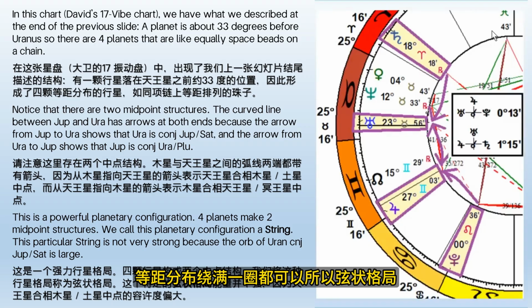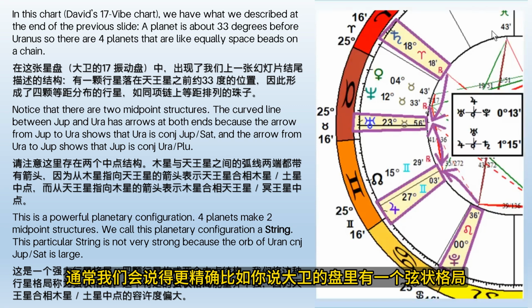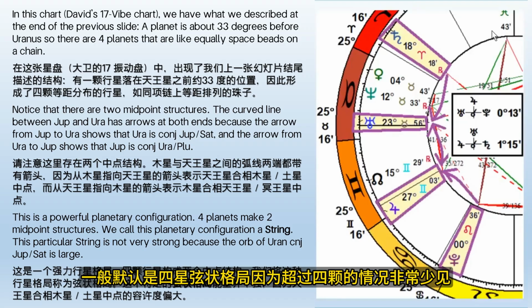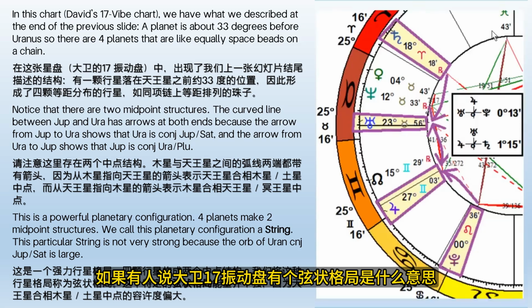So a string is, a lot of times we're more specific. If you said David has a string in his 17 vibration chart, typically that means 4 planets, because getting more than 4 planets is unusual. But it's good to be specific. Bottom line is this: people are going to say things in slightly different ways. So I want you to be able to translate. If someone says David has a string in his 17 vibration chart, what does it mean?